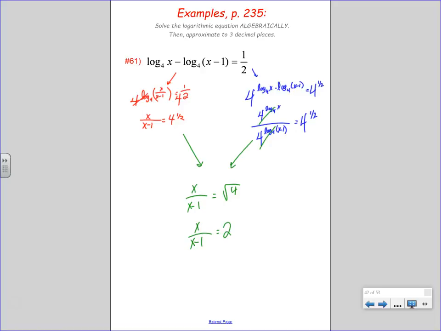Good, right? You have to split up that division. So then multiply by the other side. Are you cool if I'm totally legal and distribute the 2? Then we subtract the 2x, and we get negative x equals negative 2. So you see, you insert the square root.